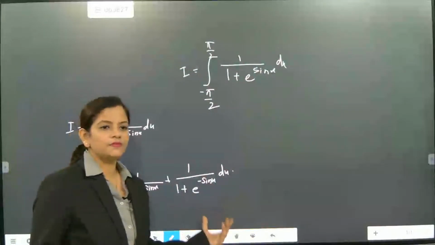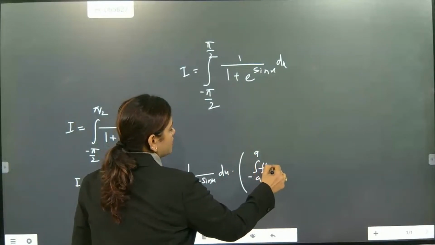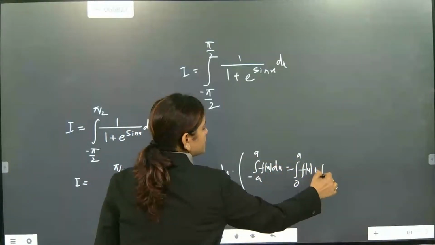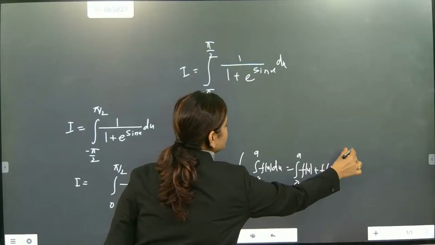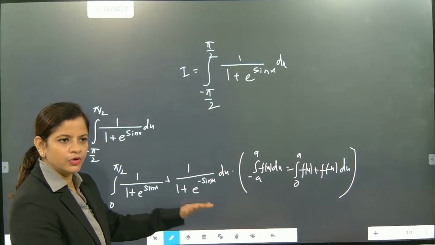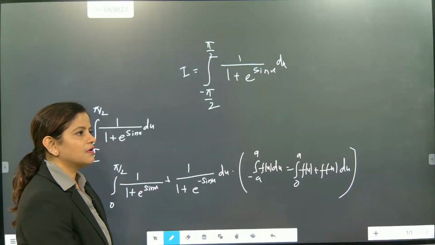By which formula? By this formula. Integral from minus a to a of f of x dx is equal to the integral from 0 to a of f of x plus f of minus x dx. At least I sent a roadmap for you. Use it and solve. Because this is the only thing we can do here.